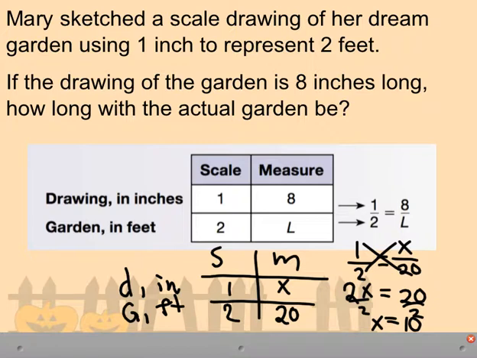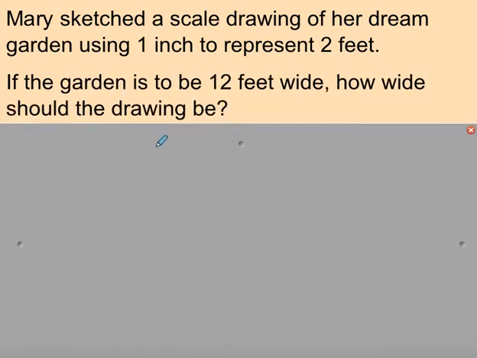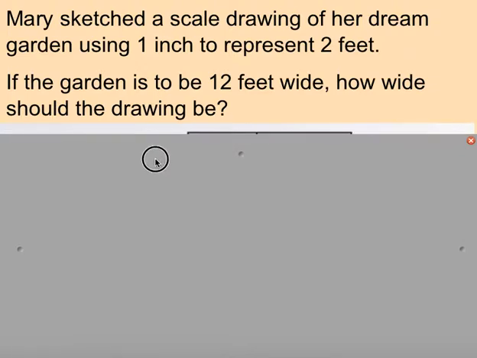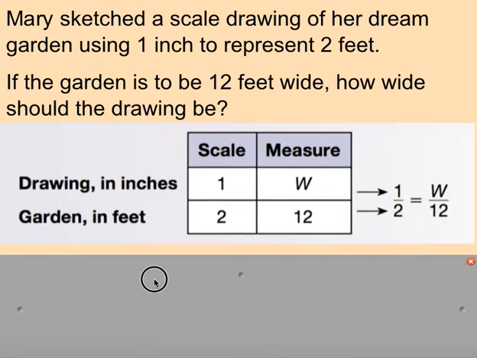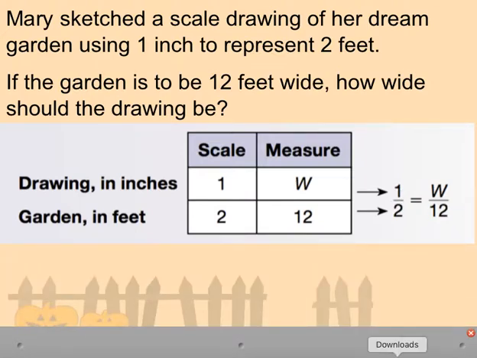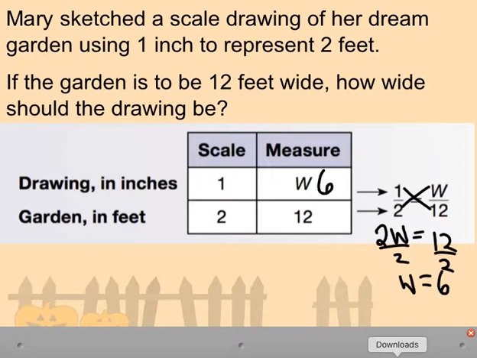So it can go back and forth, whether we are given information about the drawing or information about the real life length. Same idea. If the garden is to be 12 feet wide, how wide should the drawing be? This is just like what we did in the other one. Our scale, 1 to 2. Our garden is 12 feet, and we set up our proportion. If we cross multiply, 1 times 12 is 12, 2 times w is 2w. We set them equal, divide by 2 on each side, so that we get w alone as 6. So the drawing is going to be 6 inches wide. All right, let's keep going.